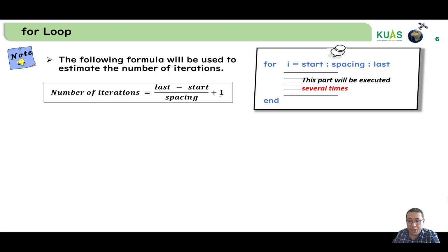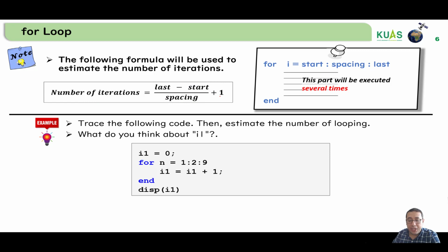Let's consider the following example. For example, trace the following code, estimate the number of loops, and what do you think about I1? So for example, I1, the initial value is 0.